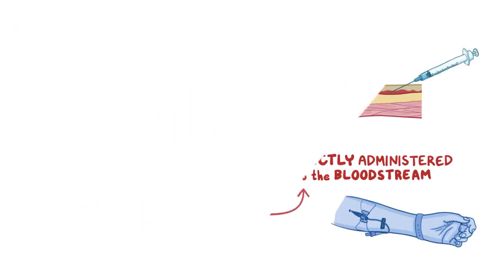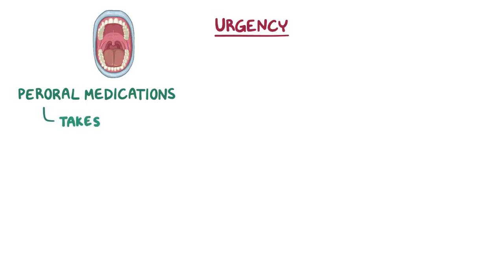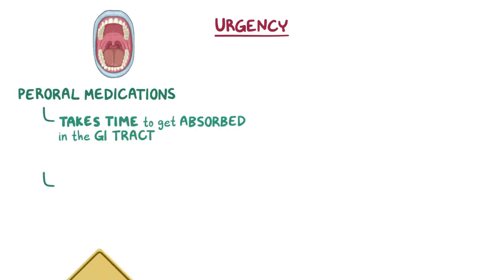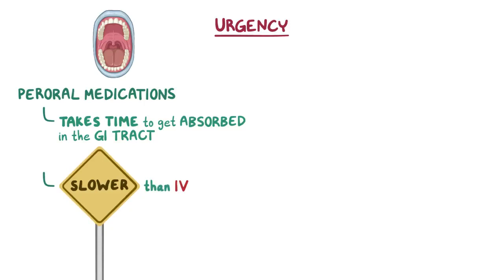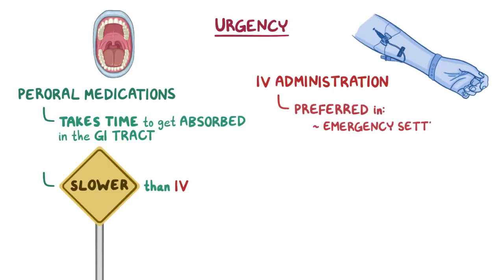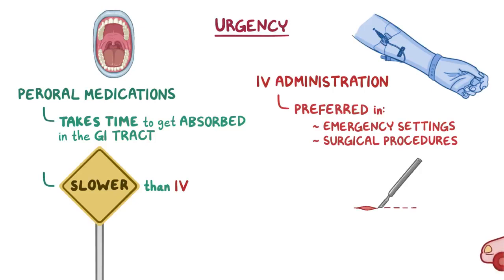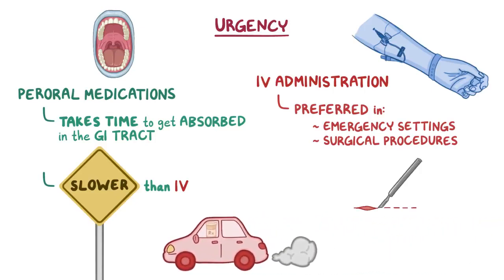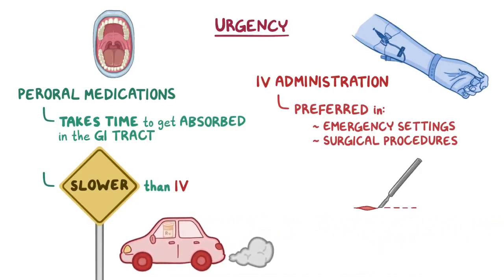Next, another factor that should be taken into account is the urgency of the situation. So, for example, peroral medications take time to get absorbed in the GI tract, so they produce an effect much more slowly than intravenous ones. And for this reason, intravenous administration is usually preferred in emergency settings and during surgical procedures. On the flip side, oral preparations are much easier to take at home, and they don't need any special equipment.